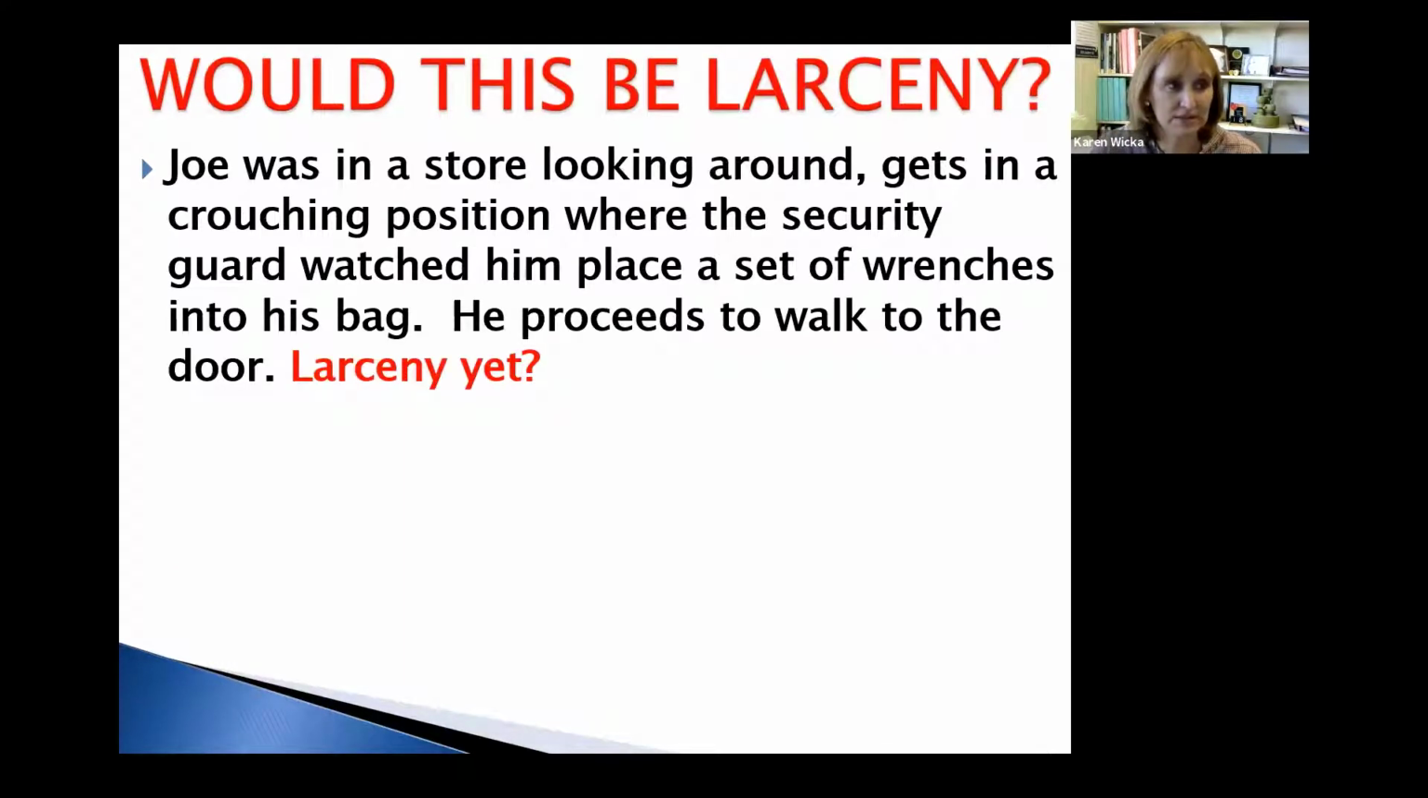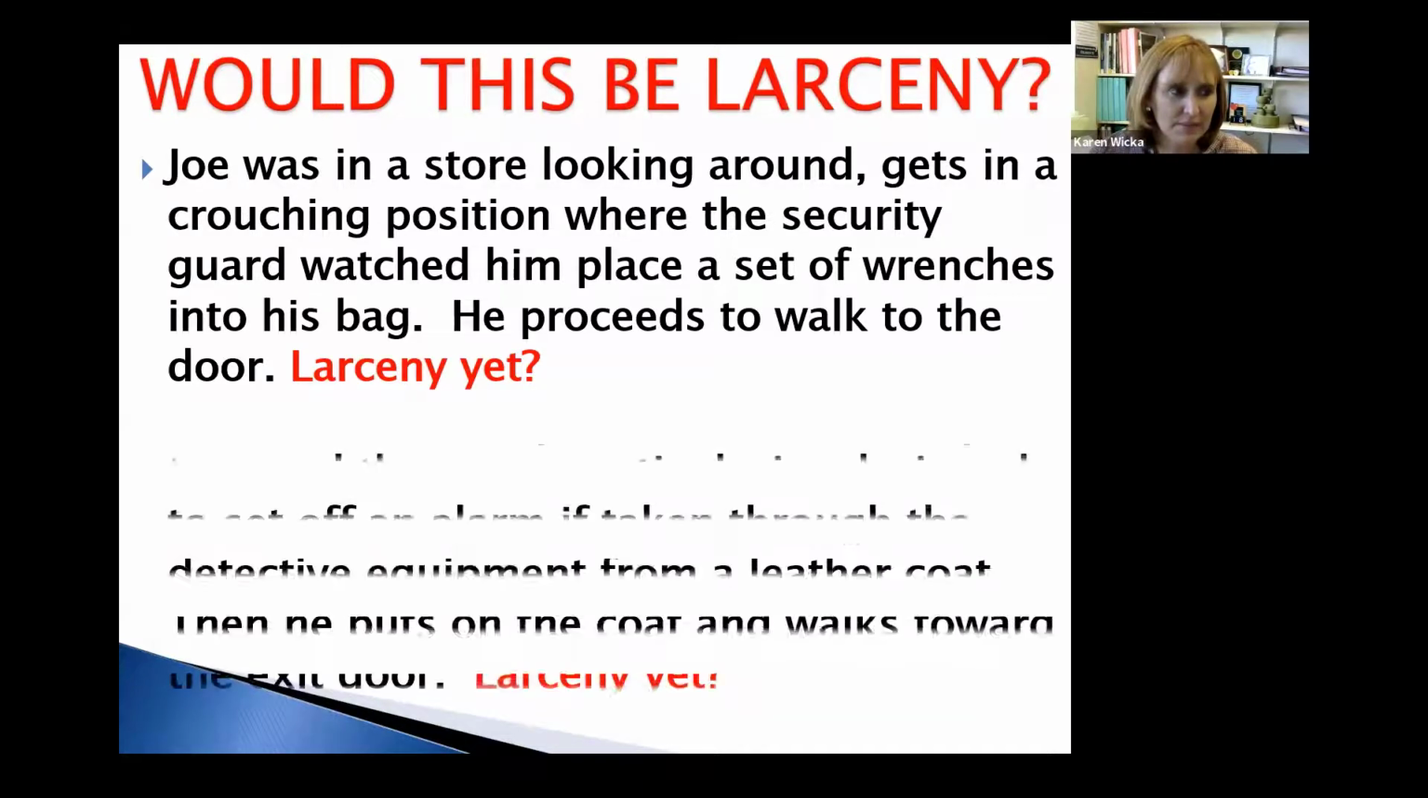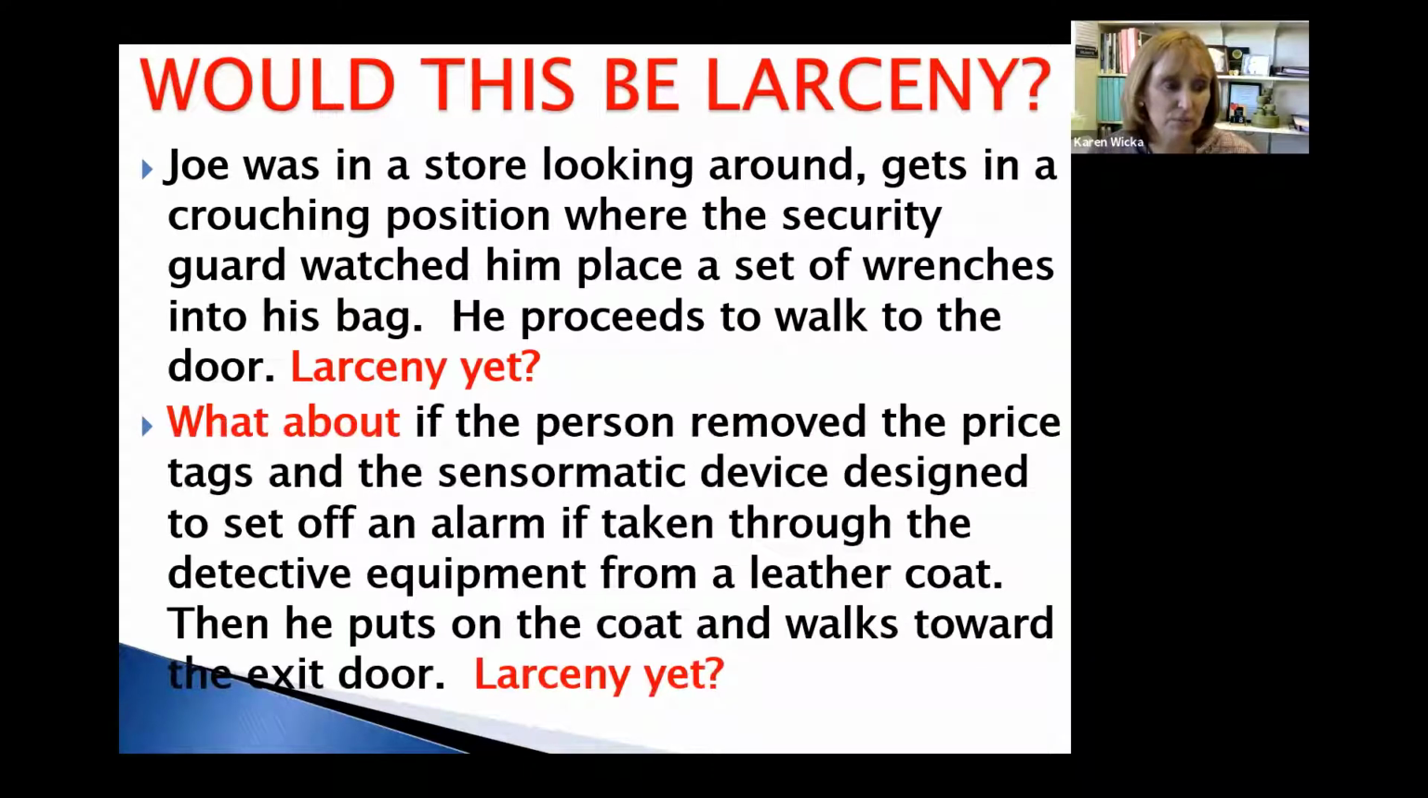Joe is in a store looking around. He gets in a crouching position where a security guard watches him place a set of wrenches in his bag. And then he proceeds to walk toward and going out the door. Is this larceny yet? And then compare it to this. What if the person removed the price tag sensors and devices designed to set off an alarm if walking through detected equipment from a leather coat? And then he puts on the coat and walks through the exit door. So the question is, what is the difference?